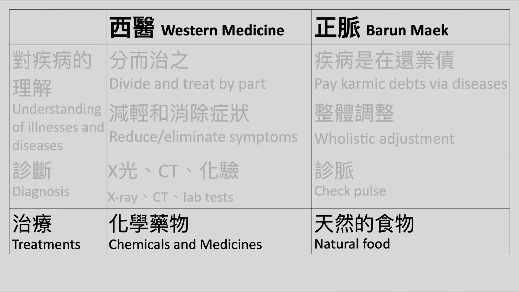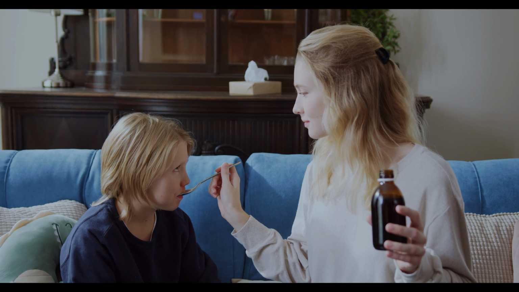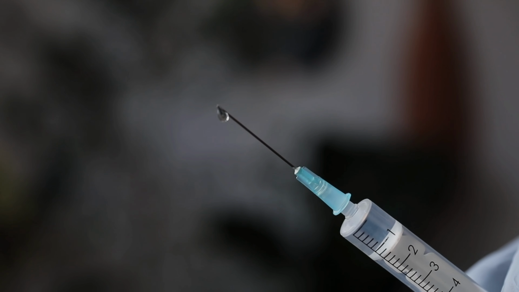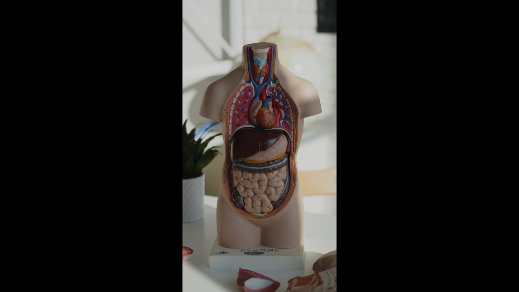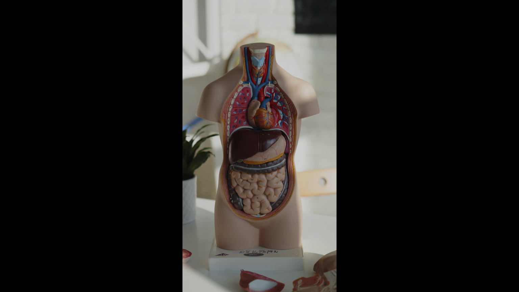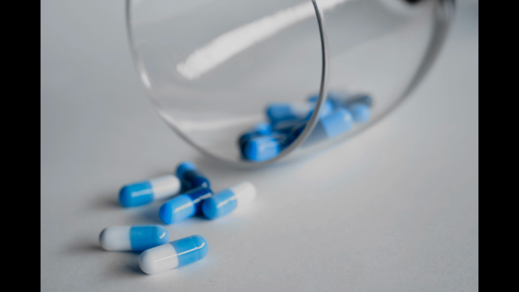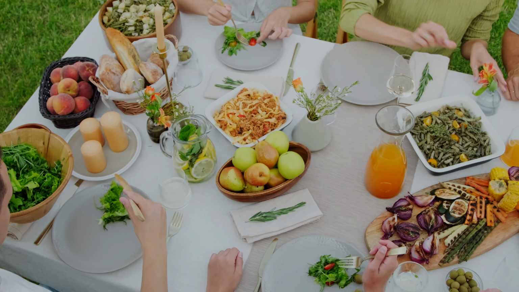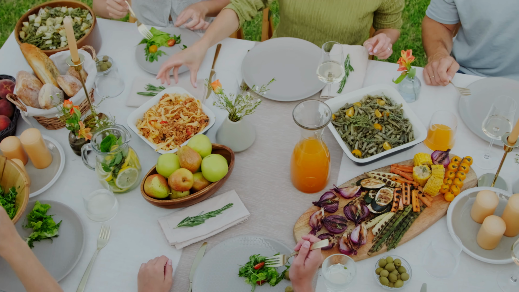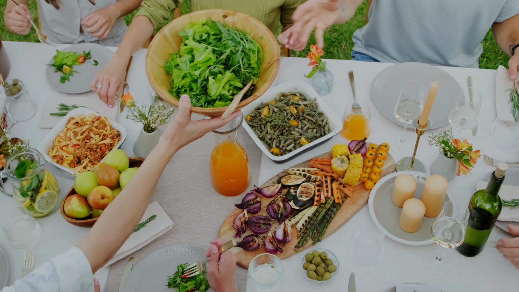Treatment-wise, Western medicine treats symptoms, for instance, using cough medicine to suppress coughs and using insulin injections to help maintain glucose levels. Medicine for helping the functionality of one organ may cause side effects and damage to another organ. For example, kidney problems are a common side effect of high blood pressure drugs. People who start with taking medicine for one chronic illness may end up adding more and more medicine to the pile. Some elderly may complain about spending too much time at doctor's visits and taking too many pills every day. Different from Western medicine, in Barun Maek, we use natural food to adjust the human body's imbalances.